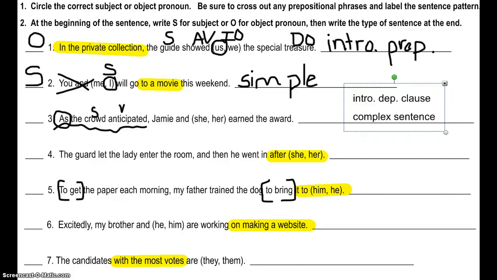Again, I've got that compound. I have two people that I'm referring to, so I want to get rid of Jamie. And I have to read the sentence. Would I say "she earned the award" or "her earned the award"? I definitely would say "she" because it's the subject of the sentence, which means I needed a subject pronoun.